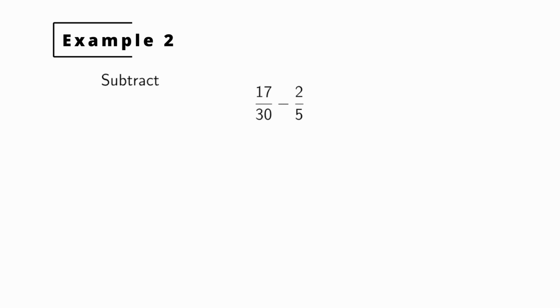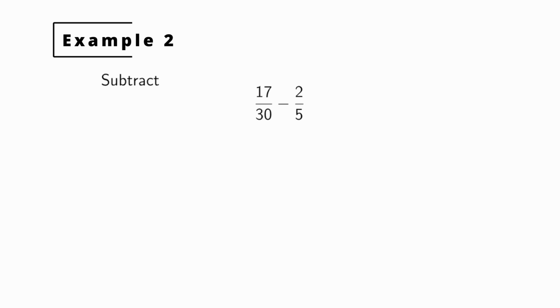Example 2, we want to take 17/30 and subtract 2/5. So now we do not have a common denominator, so we need to figure out what is the least common denominator, which is the least common multiple of the denominators. So that's of 30 and 5. So the least common multiple of 30 and 5 would be 30, since 5 divides into 30 evenly.